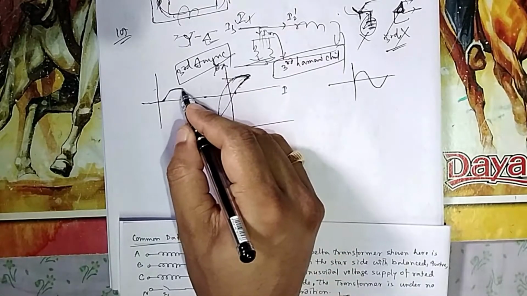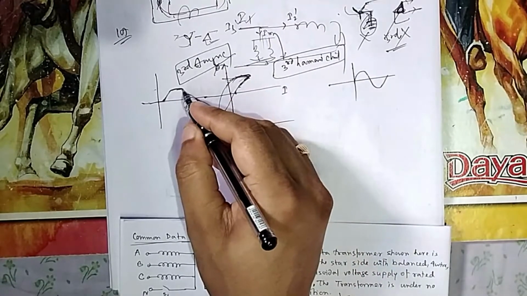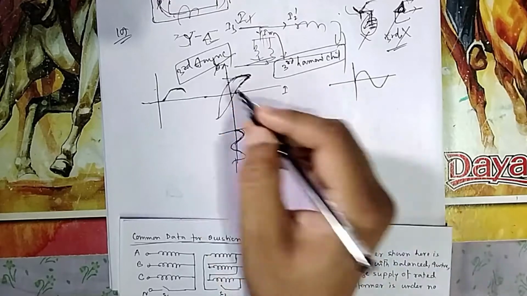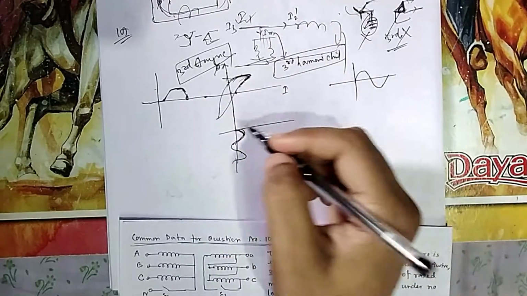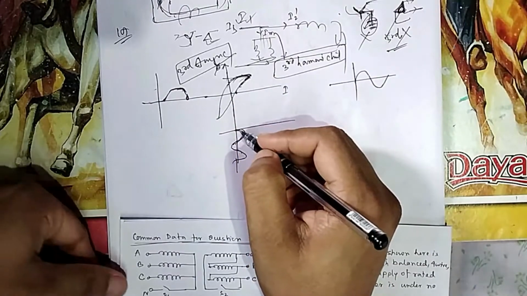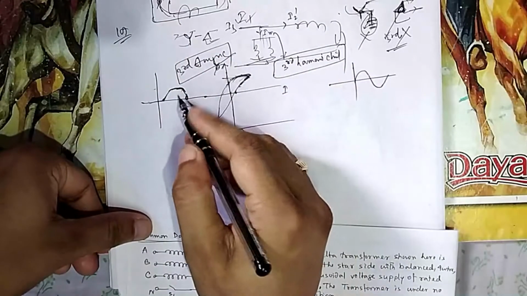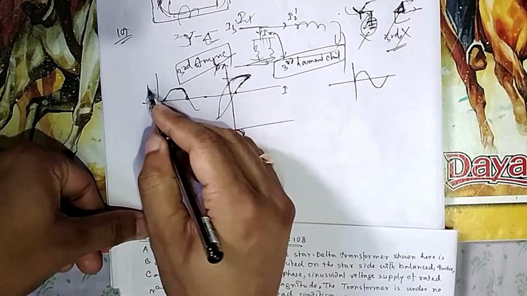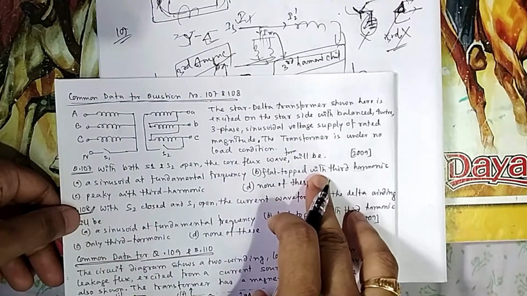So phi will be somewhere flat, and from here when it comes to 0, it will maintain that value, and if you go beyond that, it will come to 0. So phi will not change instantaneously, as it will wait for some time, depending on the hysteresis loop. So your phi will be flat topped, you can see. So this phi will be flat topped with third harmonic.